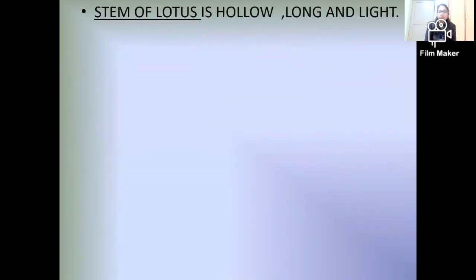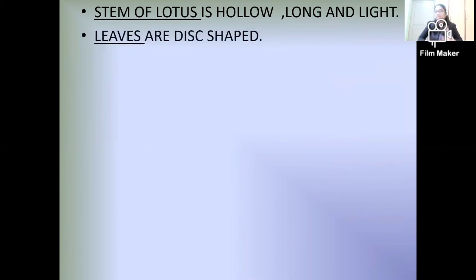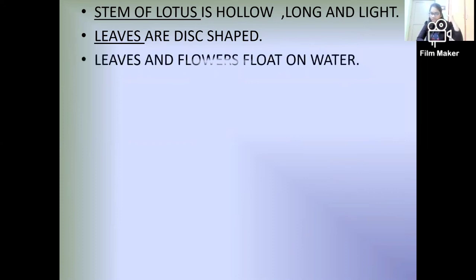Next, we're going to learn a few of the adaptations. The stem of the lotus is hollow, long, and very light. Next, the leaves are disc-shaped. One more thing is that the lotus leaves don't have stomata on the underside. They have stomata on the upper side, because the upper side is floating and the underside is in the water.